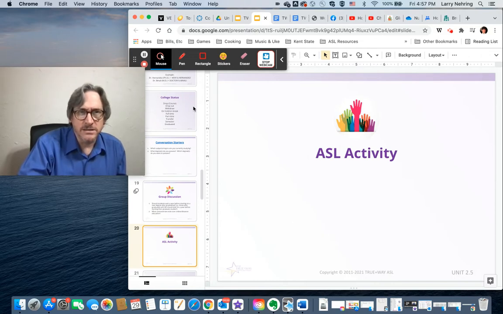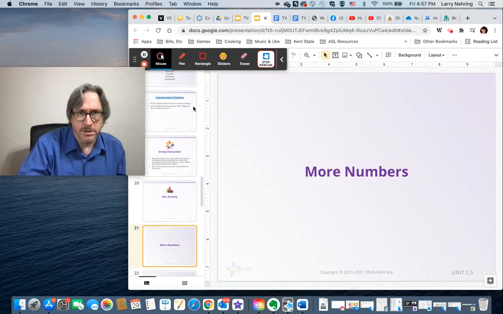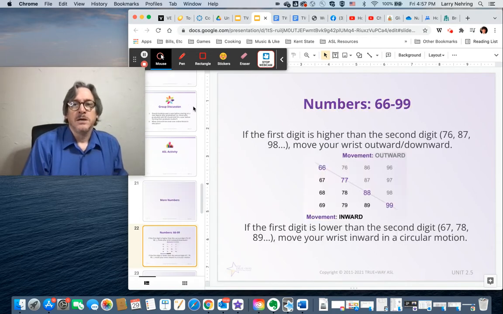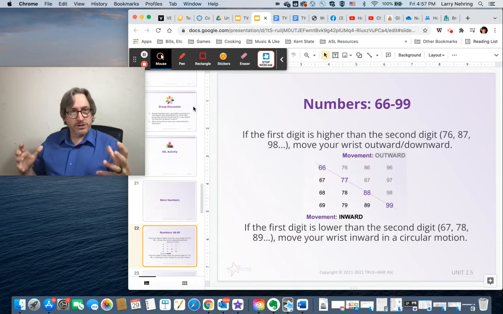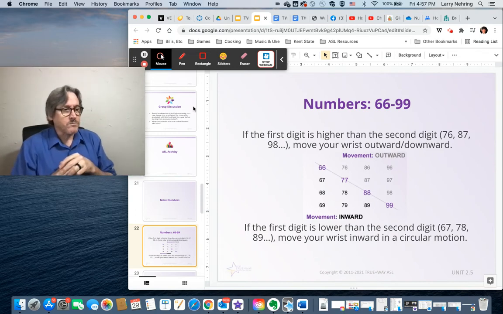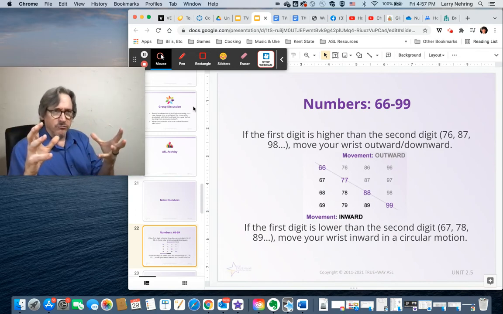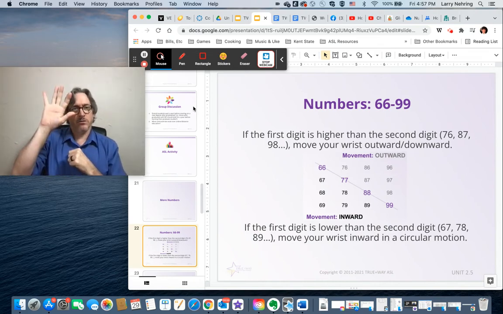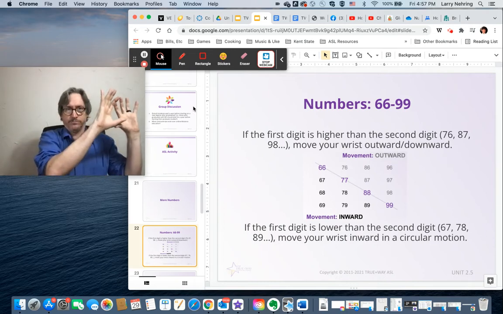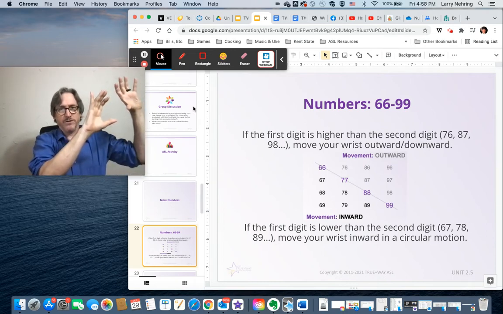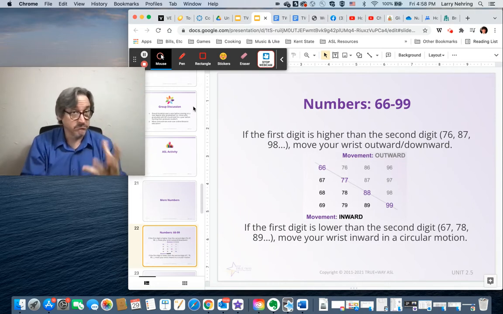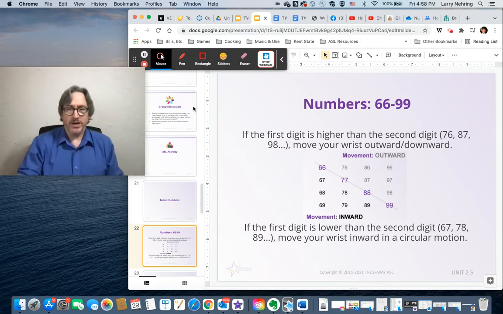So, ASL activity. I knew this was coming up. More numbers. More numbers. So we talked about rocking numbers before when I was going through. And here's a little clearer refresher of that. The upper area is where the numbers go from higher to lower, and the lower is where they go from lower to higher. And it depends on which way you rock the hand.